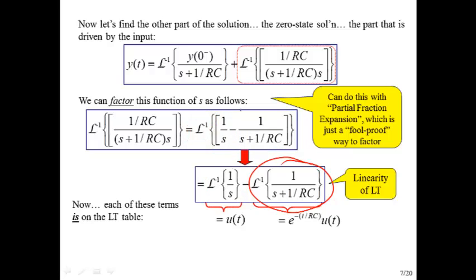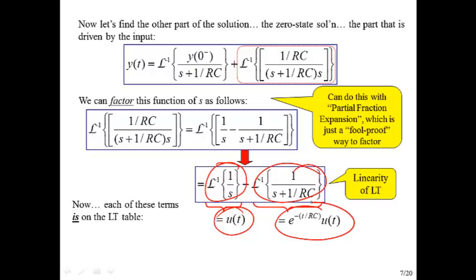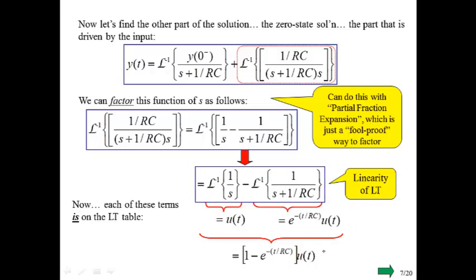And again, both of these are on our table, so we can easily look those things up. Inverse Laplace transform of 1 over s is u of t. Inverse Laplace transform of this is the decaying exponential. And so if we combine those two things together, we can write it in this form. And so now that's also something that you know.